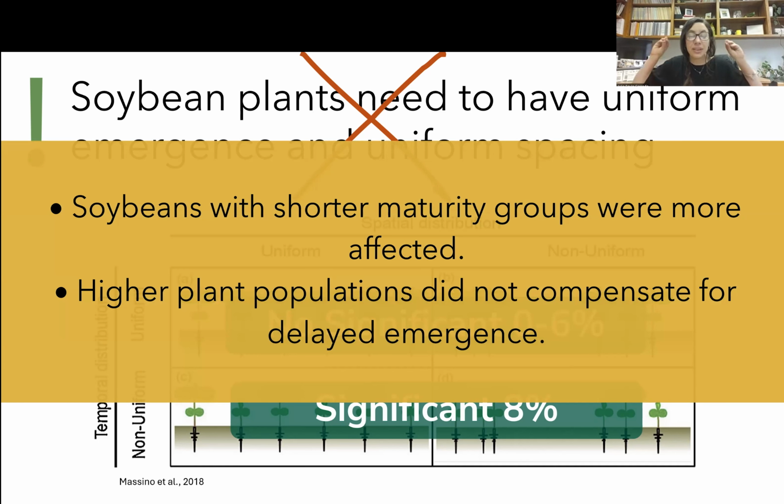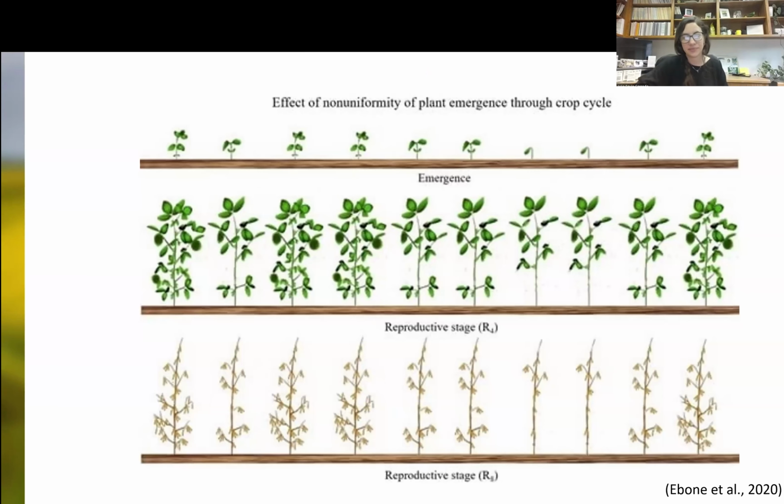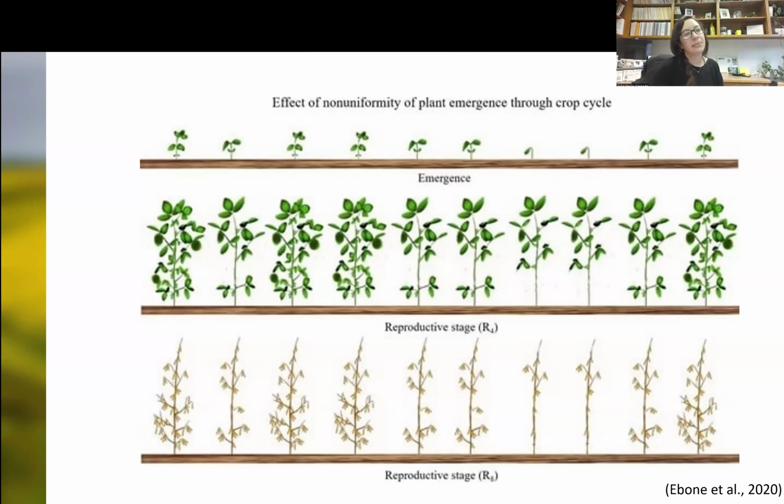We tested this in different plant populations. So it didn't matter that we put more plants. We still have that yield penalty when some seedlings were delayed. So this is important. It doesn't matter that you put more plants. If you have that temporal differences, you still are going to have that yield penalty. And I'm going to explain really briefly now why that's happening.